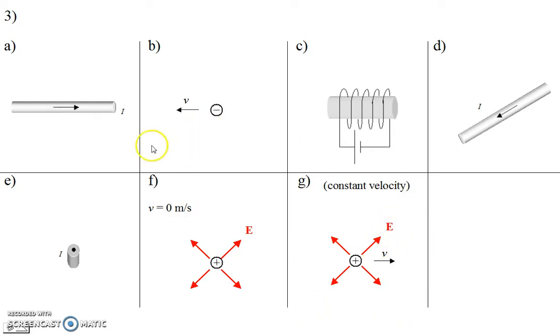Of course, letter B is another point charge. Is it an electron? I don't know, but it certainly would attract a positive test charge, and so all electric field lines point radially inwards, where again it's arbitrary how many field lines you draw. Just make sure you are labeling it with capital E so we know it's an electric field.